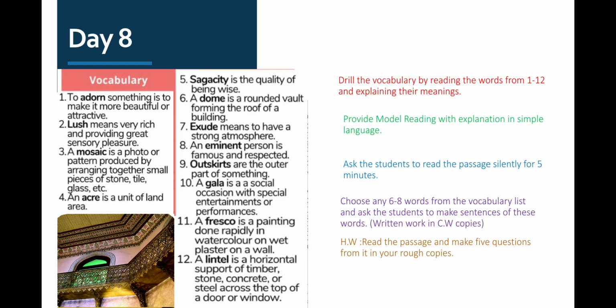This comprehension passage has got a different style because 3 different articles about the Darbar Mahal are included in it. So focus on the style of writing and tell the students how an article is written. So there are 3 different articles. Choose any 6 to 8 words from the vocabulary list and ask the students to make sentences of these words. This is a written work in the class copies. Homework: read the passage and make 5 questions from it in your rough copies.